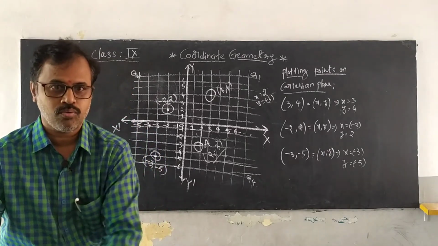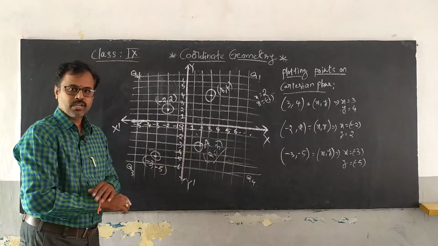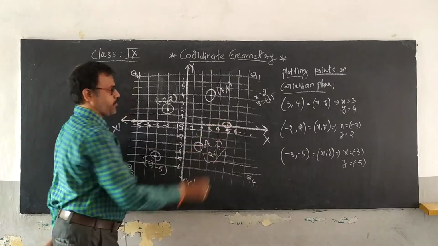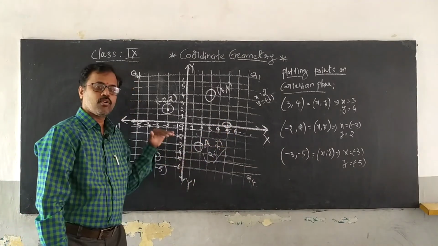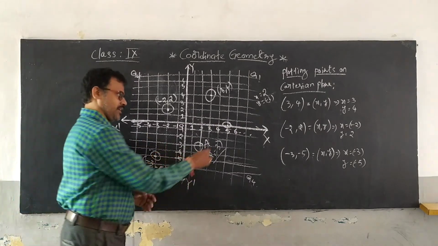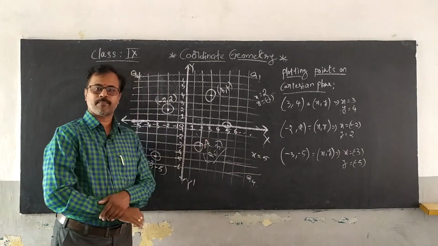Here I want to tell you a last thing. What is that? You observe the graph. Now I plot a point here. Can you tell me what is this point? I have plotted a point at 5 on the x-axis. So tell me the point. Yeah, you are right. X is equal to 5. Very good. Now what about y?